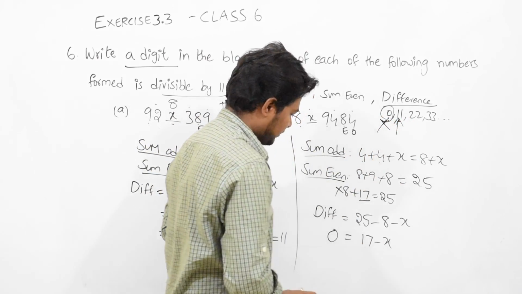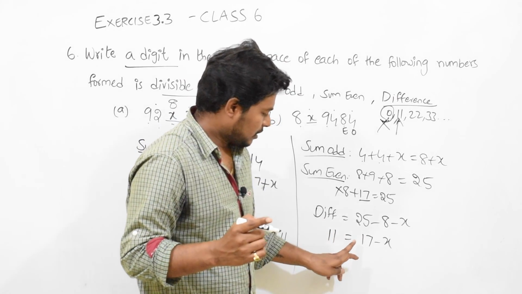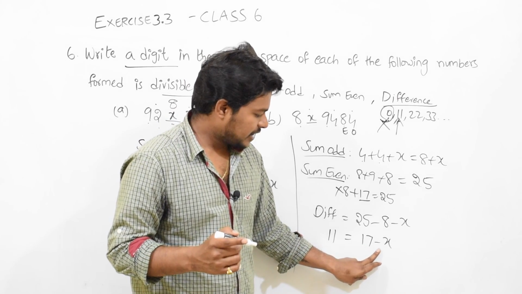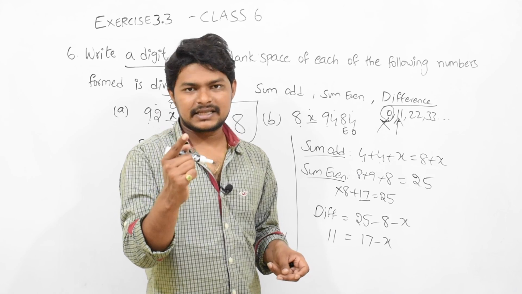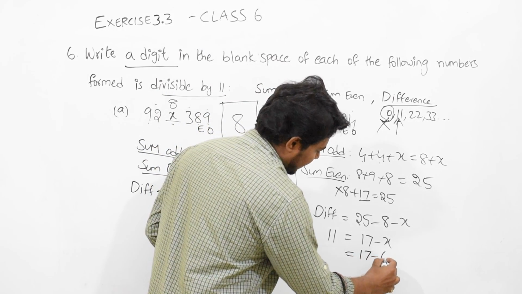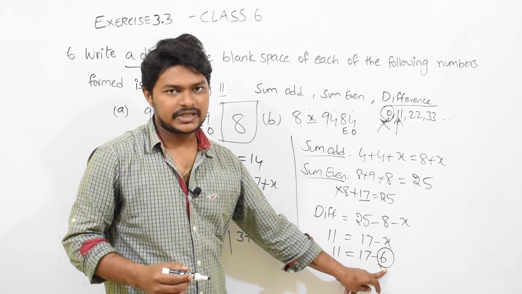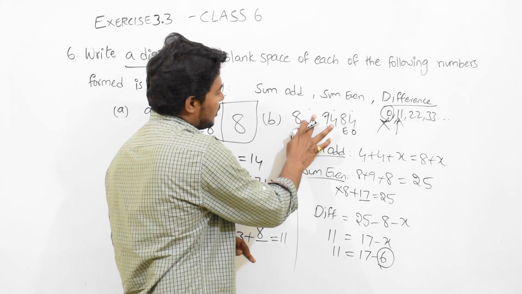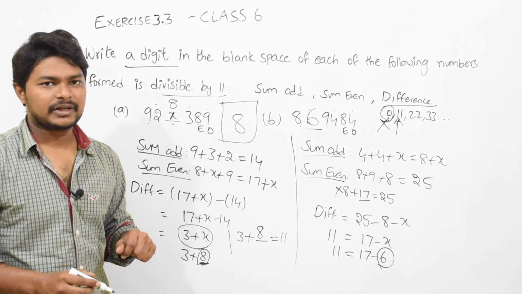Now check with 11. 11 is equal to 17 minus how much? 17 minus 6 will be equal to 11, right? 17 minus 6 will be equal to 11. So definitely x will be 6. So here you need to write 6. That is the missing number.